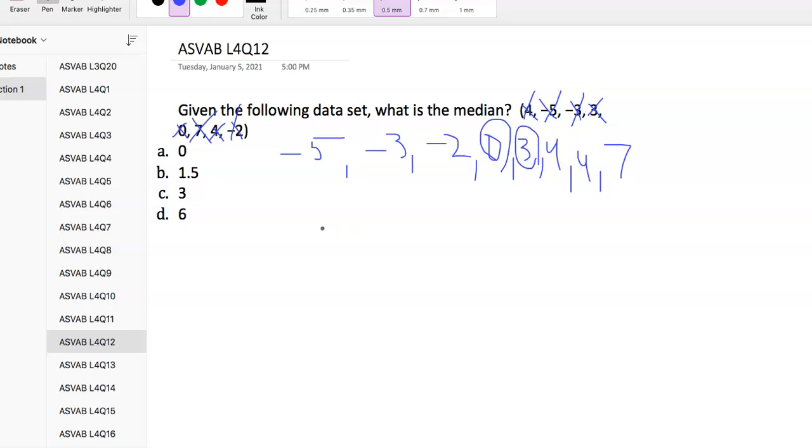Okay, and then what you do is you take them and you divide by 2. 0 plus 3, those are the 2 middle numbers, divided by 2 equals 1.5. Okay, and that's what you do. That's how we find the median when the total is even.